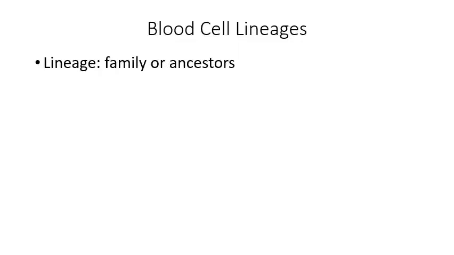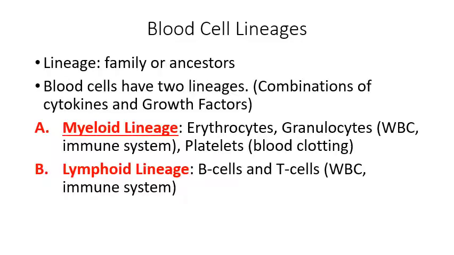Of course, a lineage is your family or your ancestors. Blood cells have 2 families. They have 2 sets of ancestors. They have 2 lineages. One set is called the myeloid lineage, which contains the erythrocytes, the red blood cells, and some granulocytes, which are one of the forms of white blood cells, and also the platelets, also known as the thrombocytes, which are involved in blood clotting.